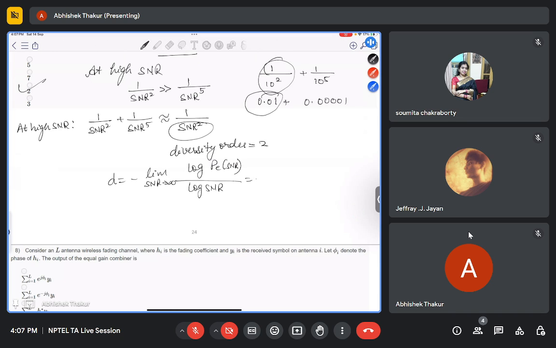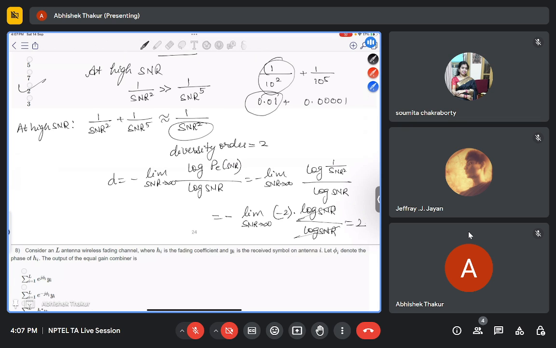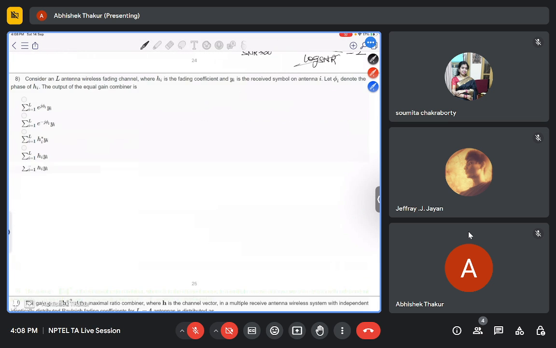So this is equal to minus limit SNR tends to infinite log of 1 by SNR squared divided by log of SNR. So this will be minus, so SNR square will be minus 2 into log of SNR divided by log of SNR. This will be equal to 2. So diversity order is 2. Option C is the correct answer for the 7th question.